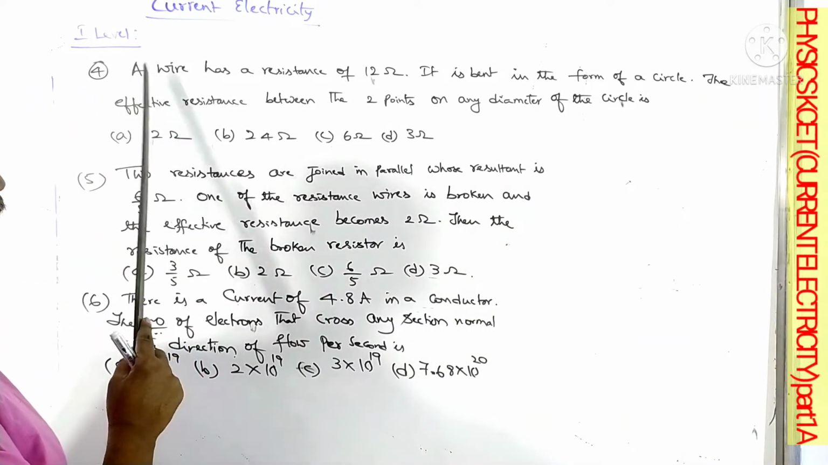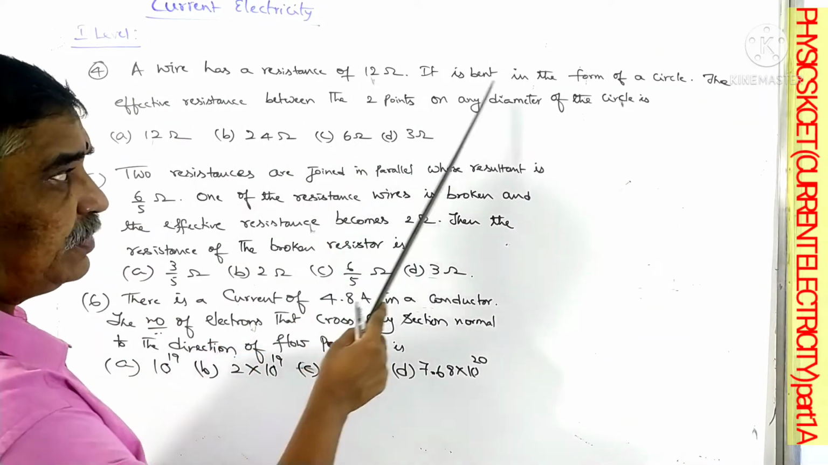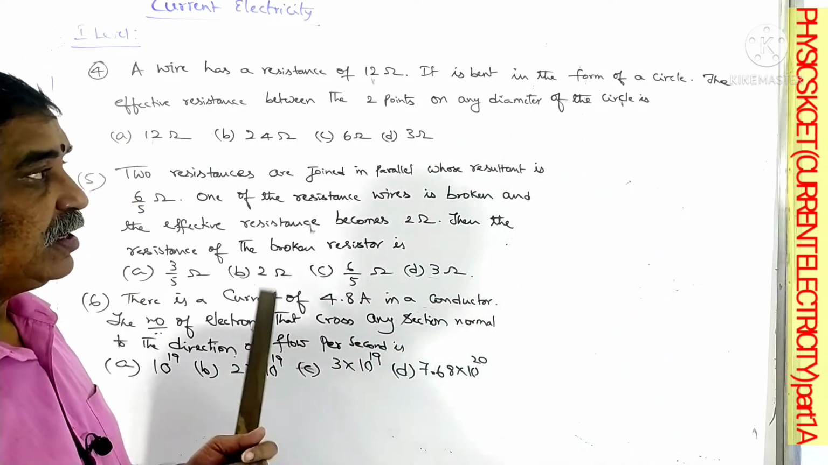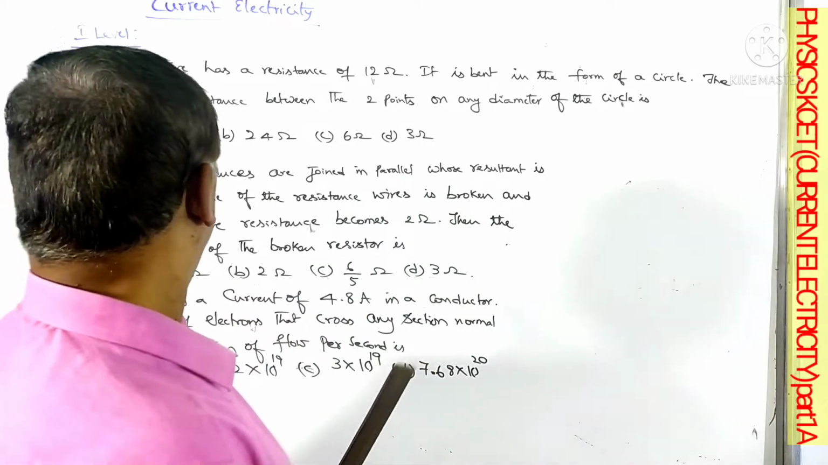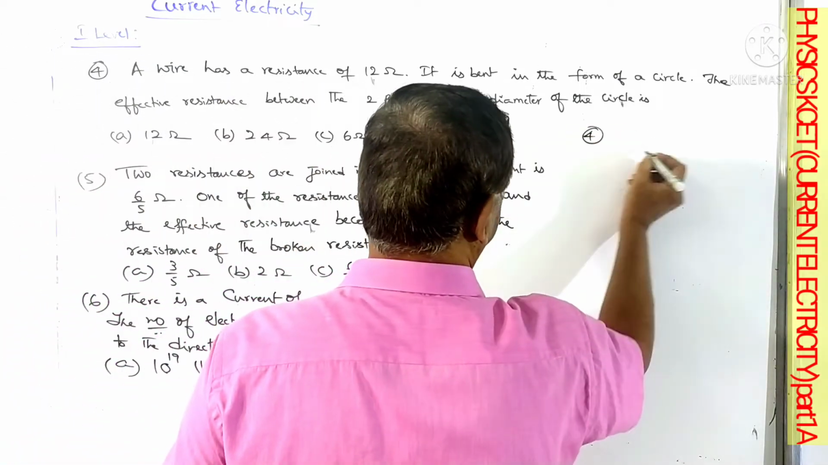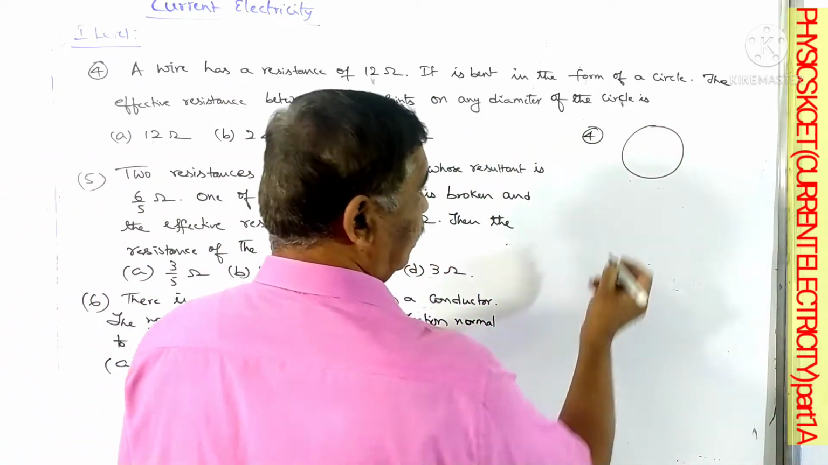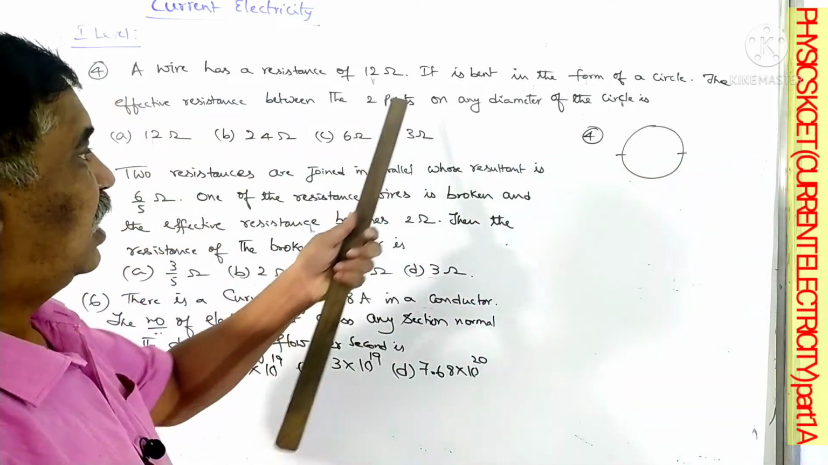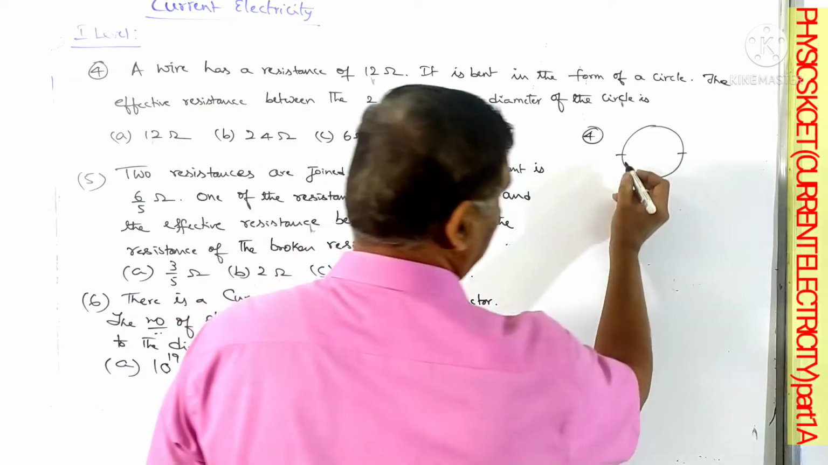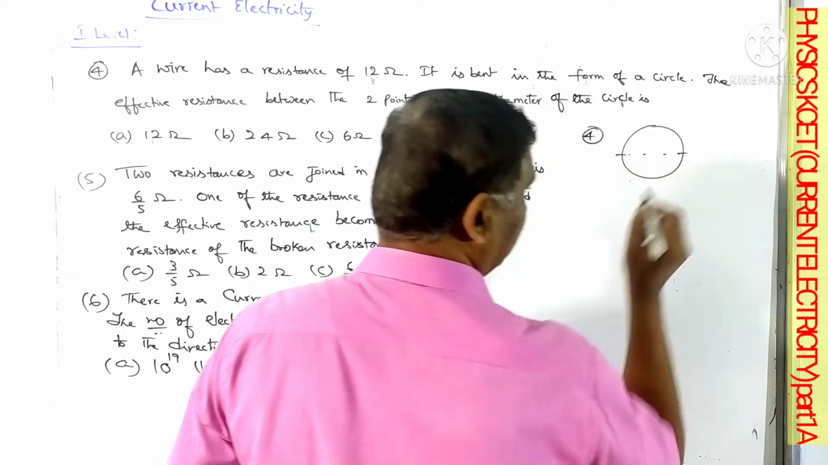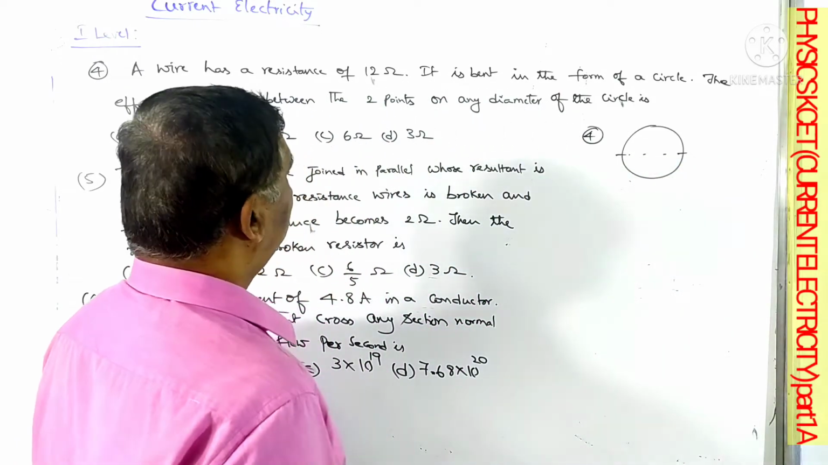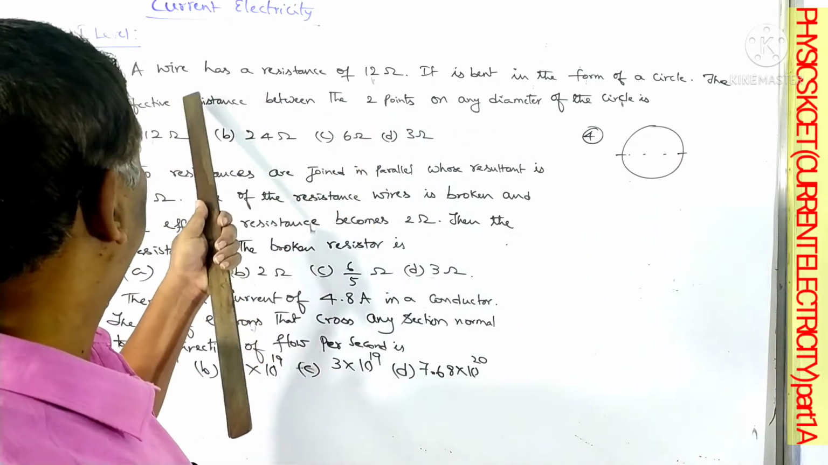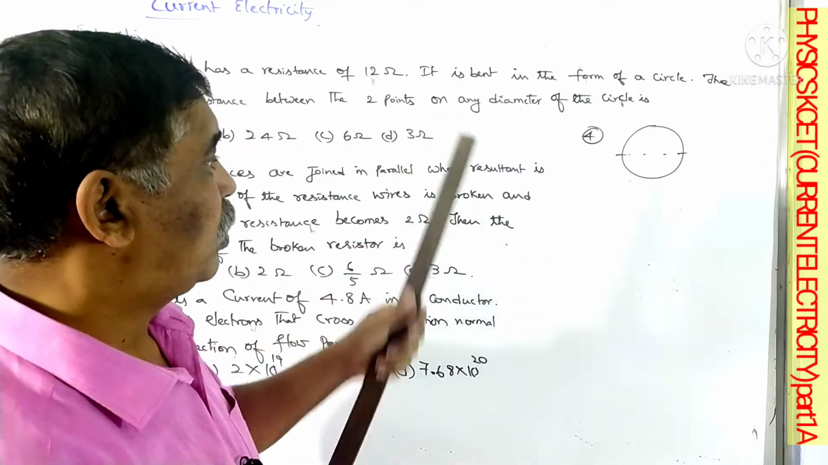One more problem. A wire has a resistance of 12 ohm. It is bent in the form of a circle. The effective resistance between the 2 points on any diameter of a circle is. We will take one simple circle. 2 points were taken on any diameter of a circle. So let us say this is the diameter. We have taken 2 points. Now we are asked to find out what is the effective resistance between the 2 points.